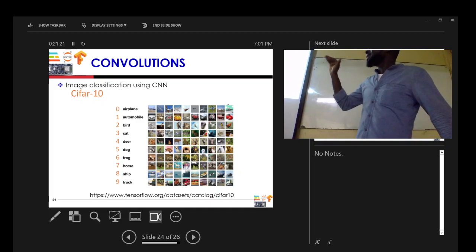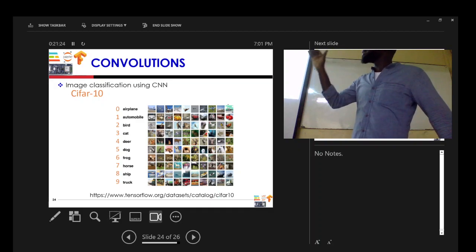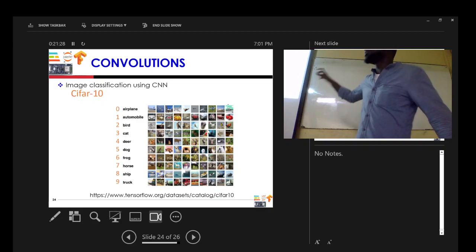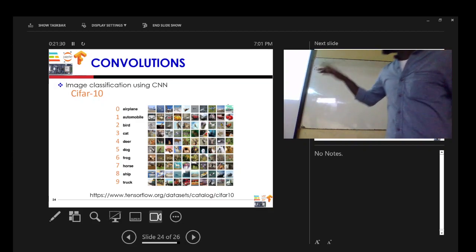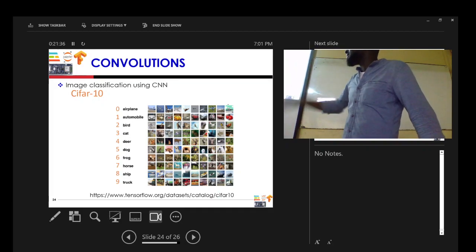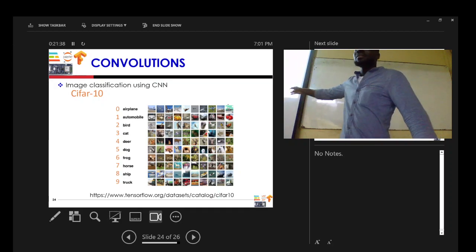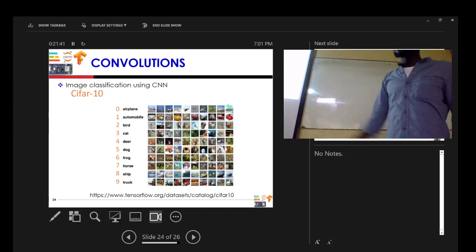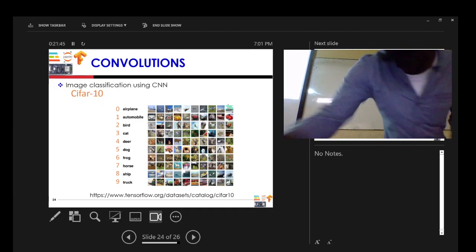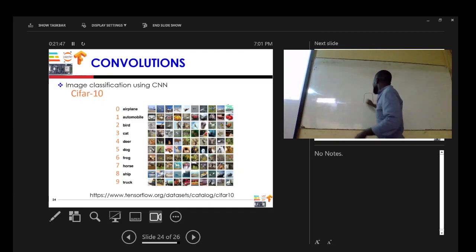The class 0 are airplanes. So the images in class 0 are only airplanes, different forms of airplanes and stuff like that. The images in class 1 are automobiles, like vehicles and stuff like that. The last one is trucks. So we have 10 of them. And these are colored images, and I think they are 32 by 32.